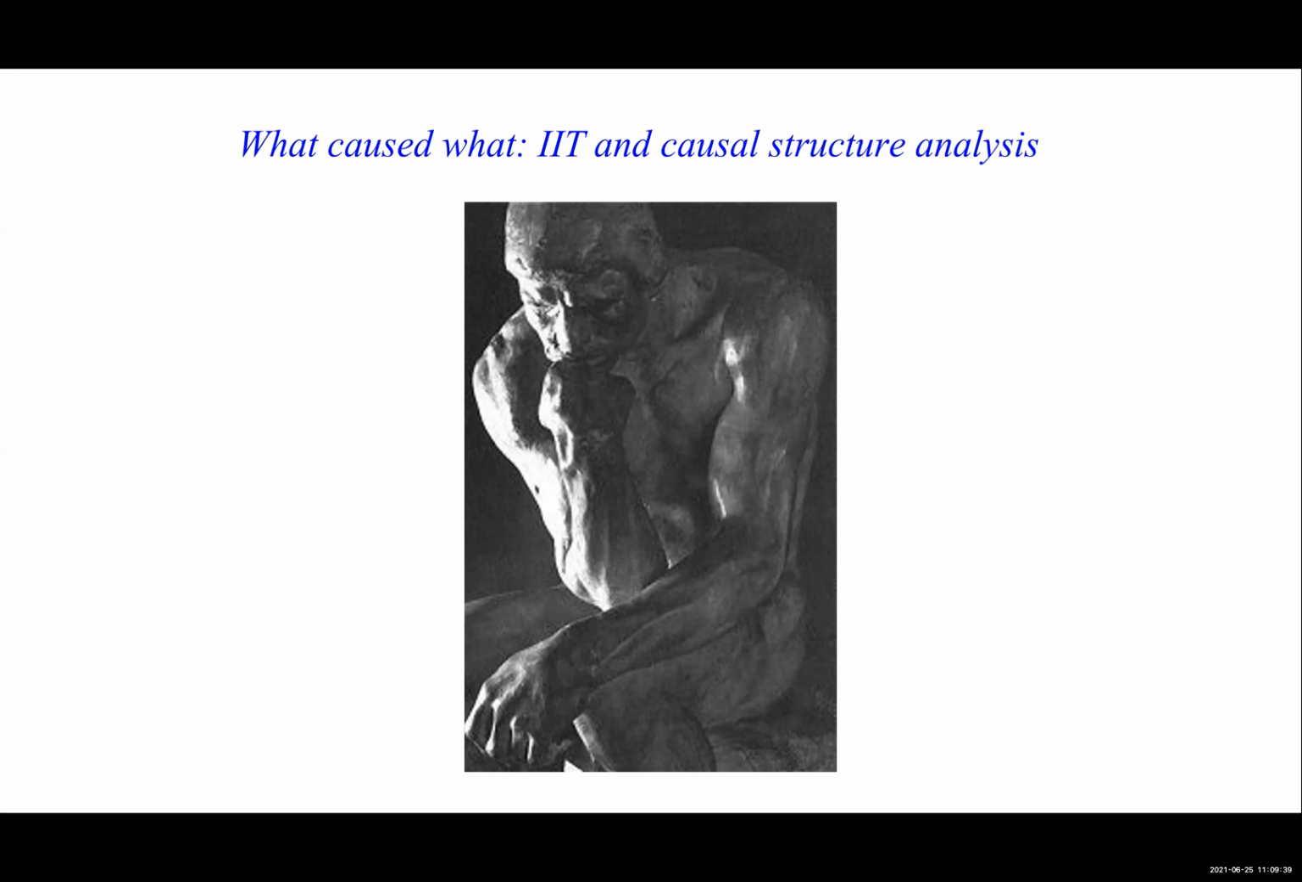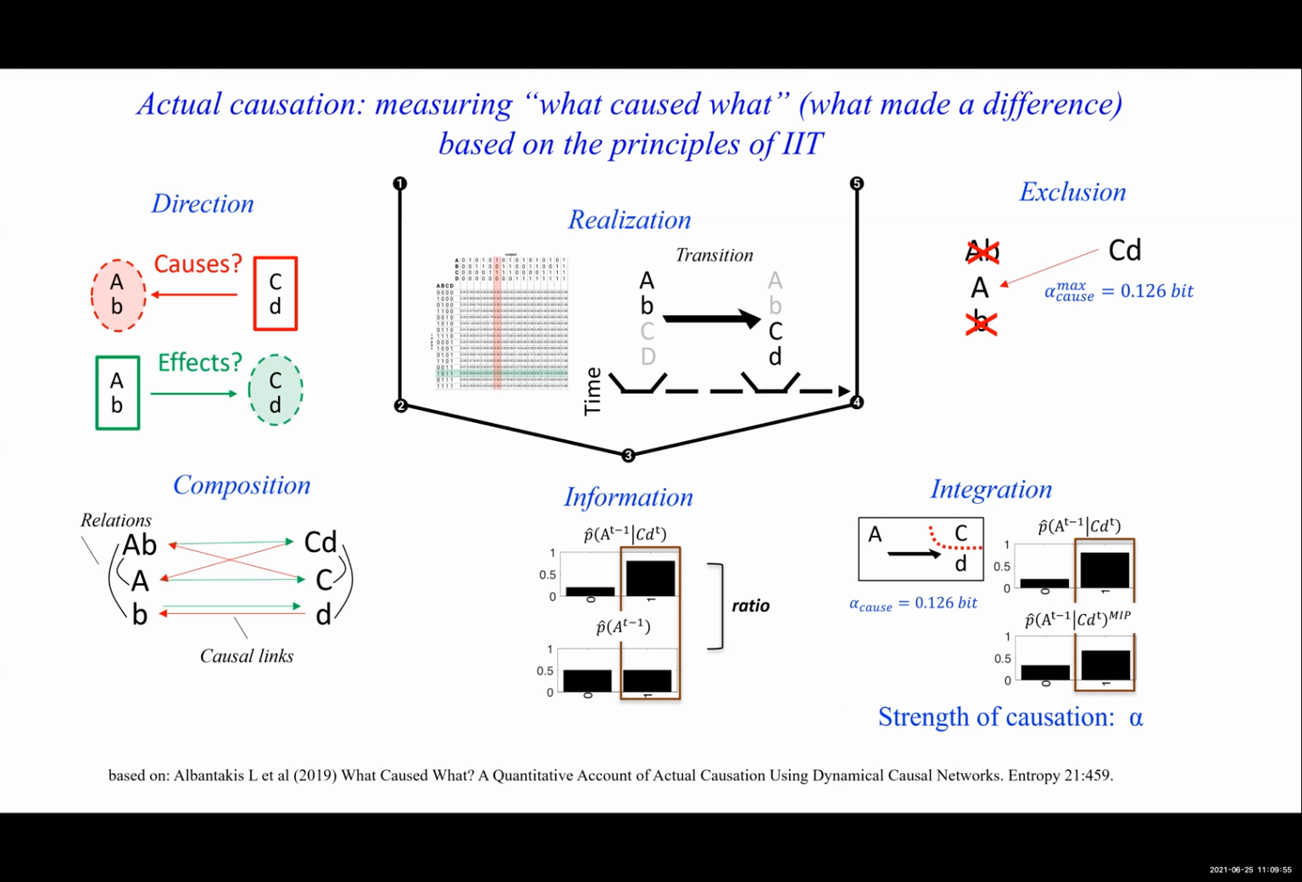And this has been the focus of our efforts for quite some time now, to try to get a proper, mathematically coherent way of measuring what causes what. It's called causal structure analysis. In essence, and I'll go very quickly here too, it is based on the same postulates of IIT, because after all, cause-effect power is about existence, and what causes what is tightly related to it. Instead of existence here, you have realization. To measure actual causation, what caused what, you need two occurrences.